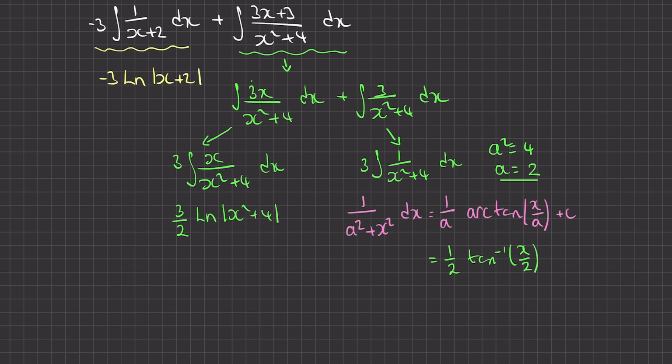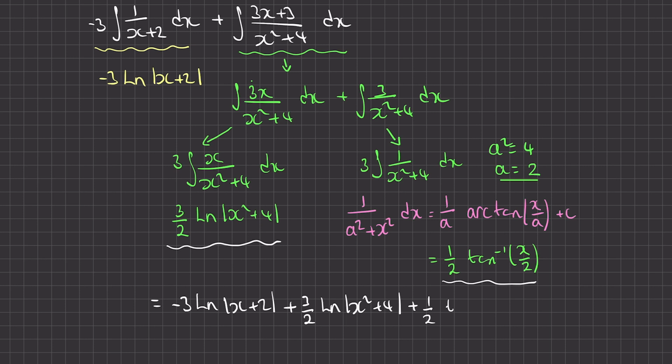Okay? So now we need to put these 3 parts together. So our final integral is minus 3 ln of x plus 2 plus 3 over 2 ln of x squared plus 4 plus 1/2 of arctan of x over 2 plus the constant c. Okay? So that's our first question. Let's try one more.